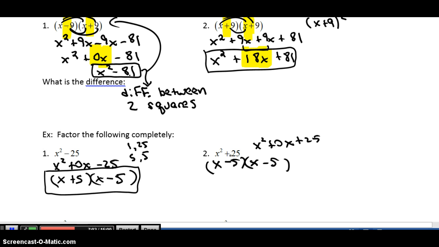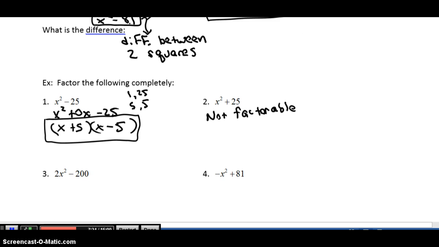All right? So what we generally do here is I'll erase my work, or you could cross it off and write not factorable. It seems like this should factor into something like this, but it doesn't because of the plus. All right, next problem.